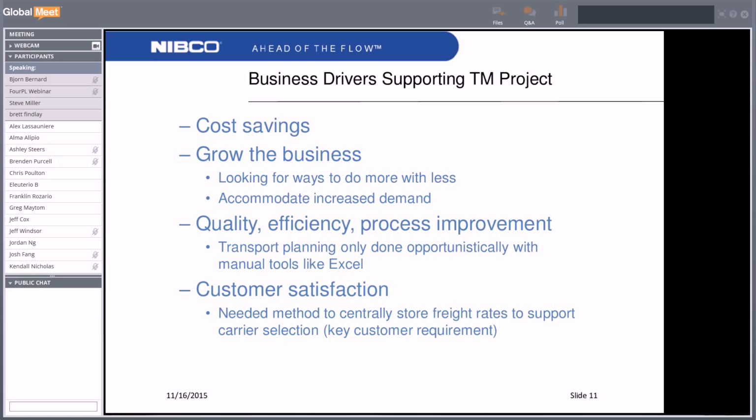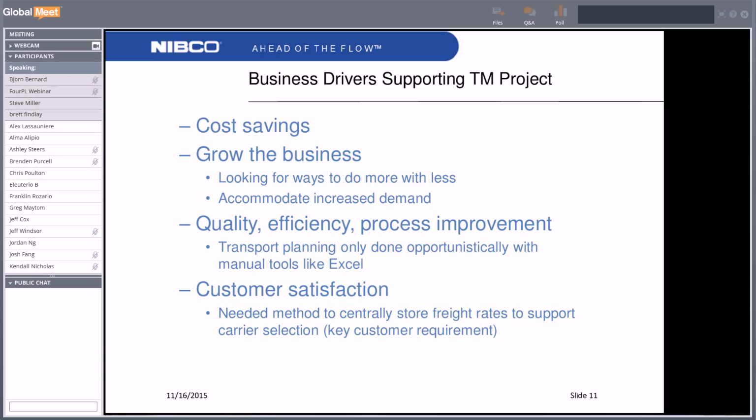Finally, there was interest in providing customer satisfaction with the solution as well. So from an internal standpoint, the business community wanted a method to be able to store their freight rates to support carrier selection. This was a key deliverable for our project from the transportation department, because they wanted to end the practice of having to distribute the master routing guides to each site. Their preference was to maintain data centrally, where a limited number of people would have the ability to make changes and then allow a planning system to access that data for the selection purposes.